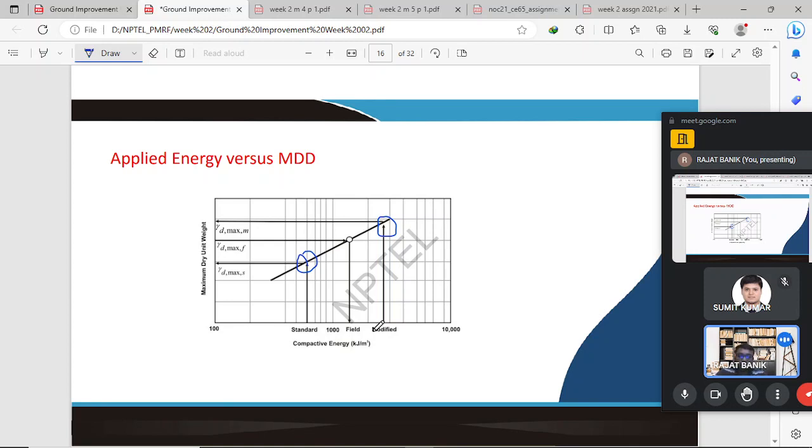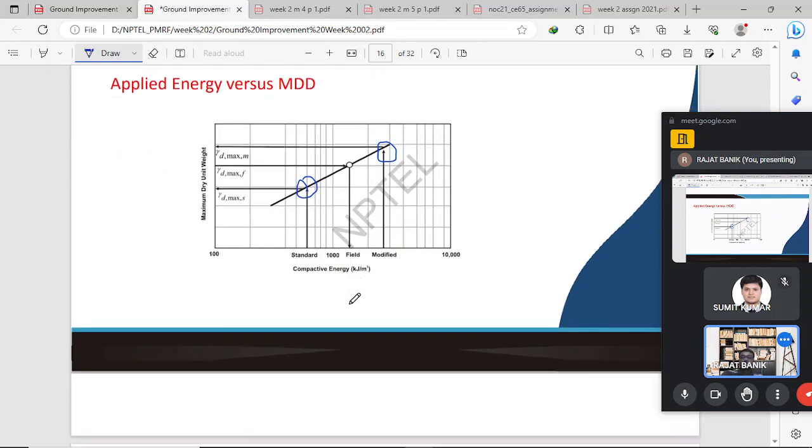So by this curve, we can see that the maximum dry density varies linearly with the compaction energy. That means if the energy is increased, the maximum dry density also increases for that particular soil. Remember, the graphs are always for a particular soil. If the soil material is changed, the graph also changes.